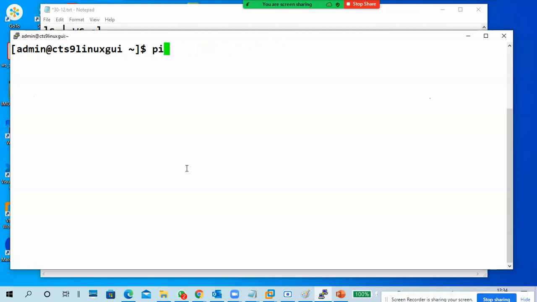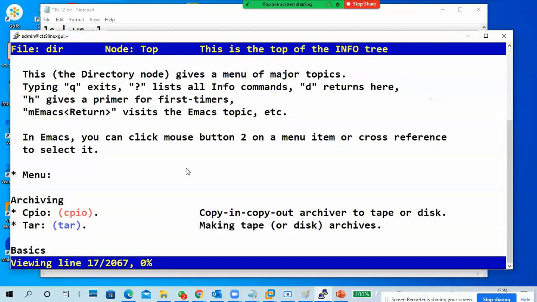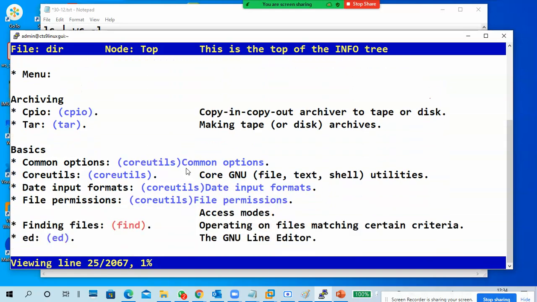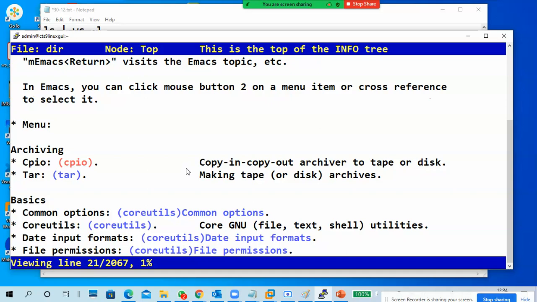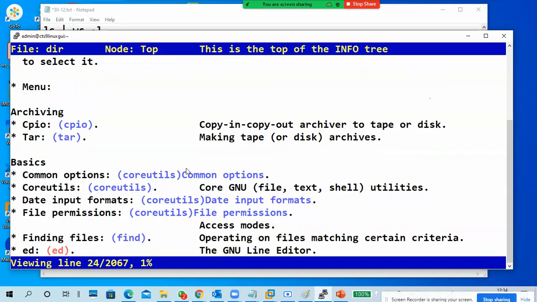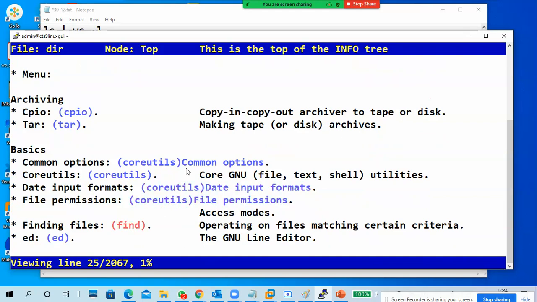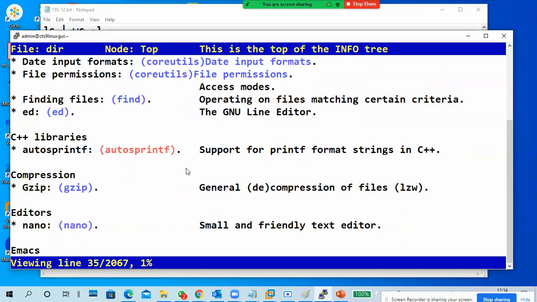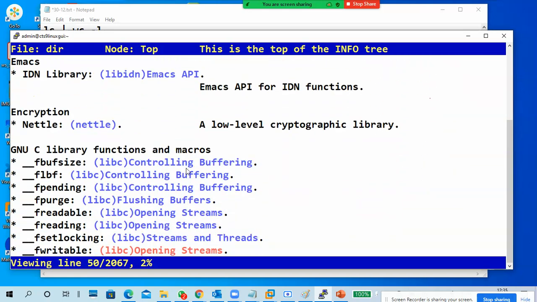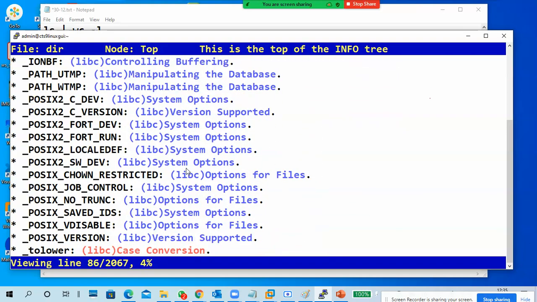One more thing I will tell, like pinfo. Suppose you didn't put any command. Normally you put a command to know about it, but what will happen if you don't give any command? Look at it. It's showing something, but not about a particular command. It is showing an order. See, archiving: if you want to do packaging, like WinRAR kind of stuff, it shows two commands, cpio and tar. Another one is basic commands: common options, core utilities, date input format, file permissions, find command, gzip, nano, like this. So different types of commands, you can get related information.